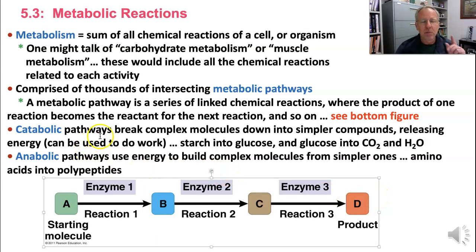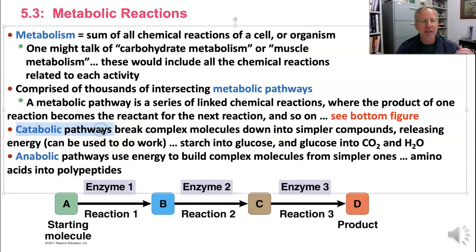In fact, metabolic pathways that break down complex molecules into simpler ones are called catabolic pathways. Catabolic, like catastrophe, breaking them down. And energy is released in catabolic pathways. This energy might be used to do work. So when starch breaks down into glucose, that's catabolic, because you have this big long starch molecule and it gets broken down into smaller glucose molecules. When glucose is broken down into carbon dioxide and water as part of cellular respiration, that's catabolic. It's getting broken down into smaller pieces.